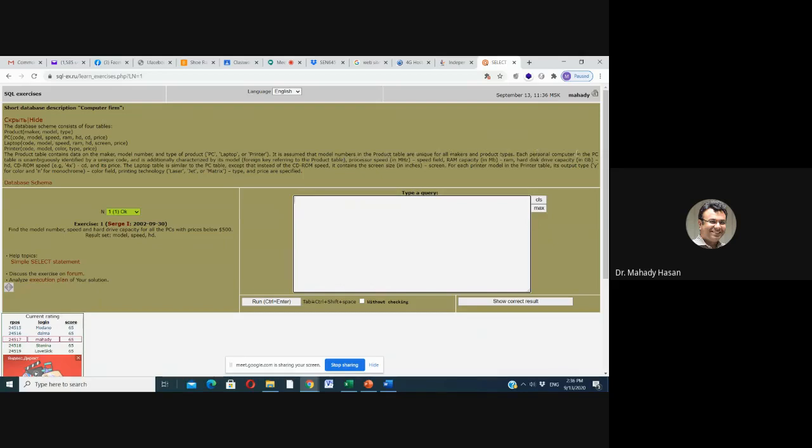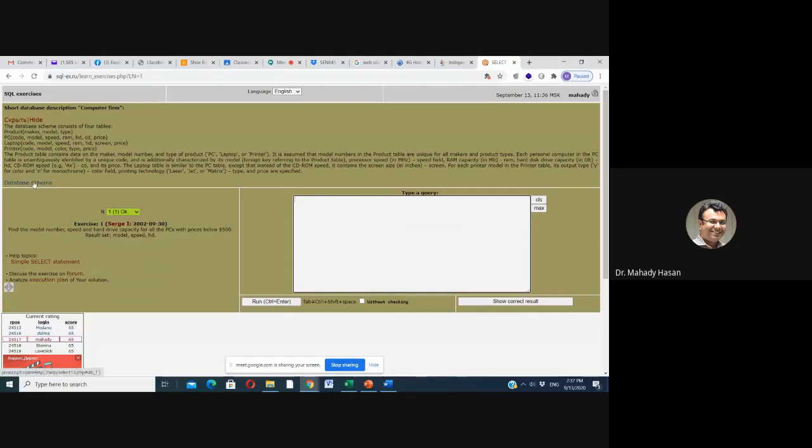Each personal computer in the PC table is unambiguously identified by a unique number and is additionally characterized by its model, which is basically a foreign key coming from the product table, processor speed in megahertz, RAM, which is the RAM capacity in megabytes, and hard drive, which is in gigabytes. And here these are the names of the attributes: code, model, speed, RAM, HD, CD, price. So these are the information that belongs to CD.